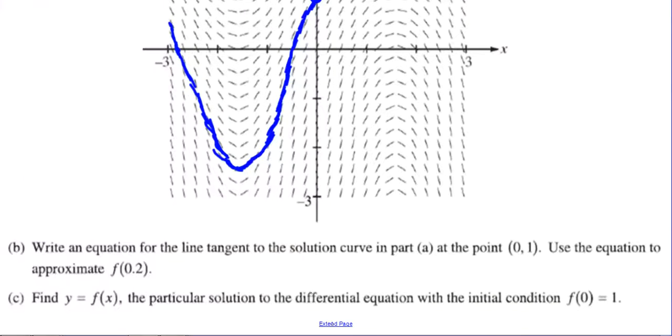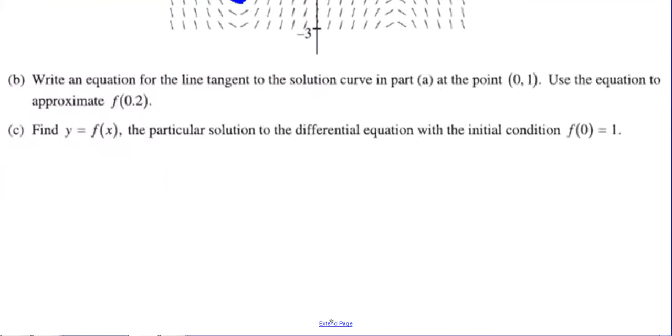So let's look at part B. Part B says, write an equation for the line tangent to the solution curve in part A at the point 0, 1. Use the equation to approximate f of 0.02. So let's do that. Write the equation for the line tangent. We need the slope. Slope comes from the derivative. The derivative was given to us, dy over dx. They gave that to us.